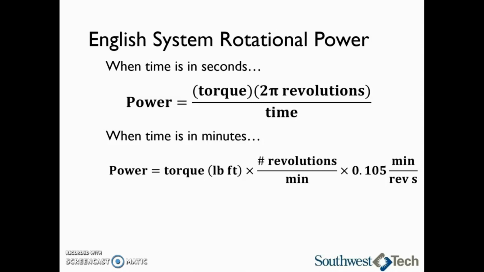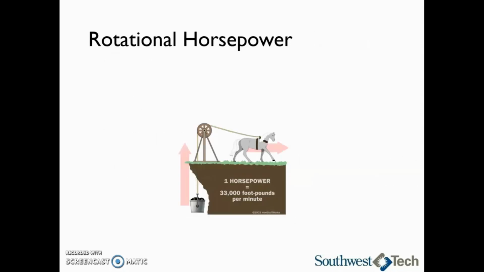This is the same thing as 2 pi times 1 minute divided by 60 seconds. The reason that there are such odd units in the equation is so that the units cancel. In both equations, the units for rotational power are foot-pounds per second.